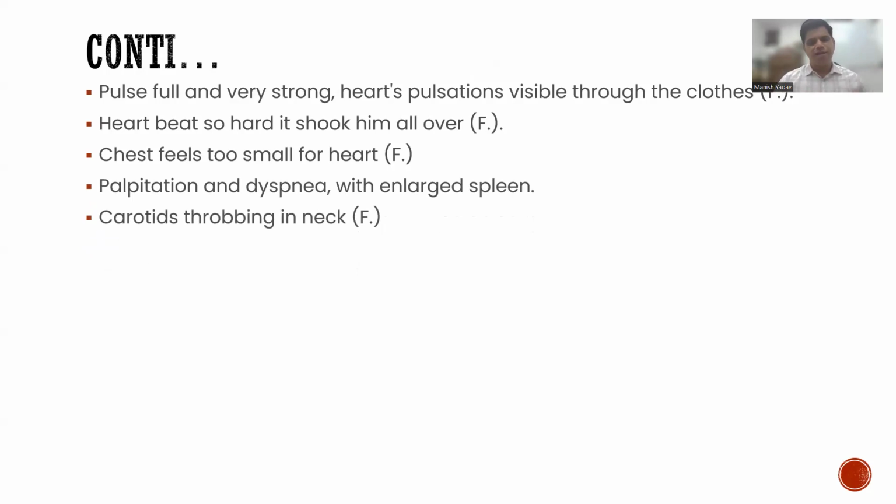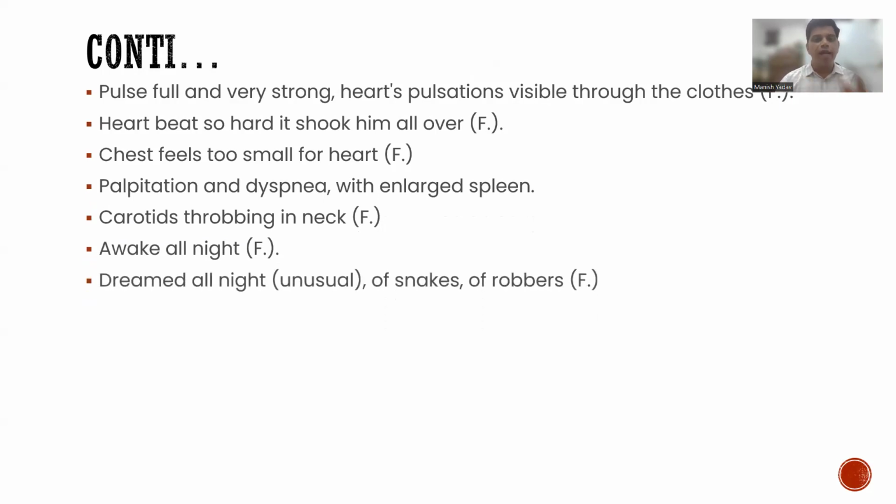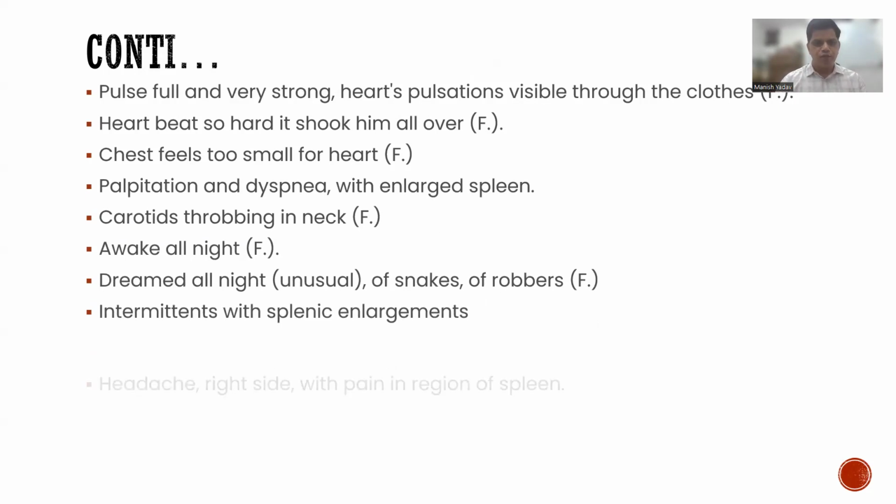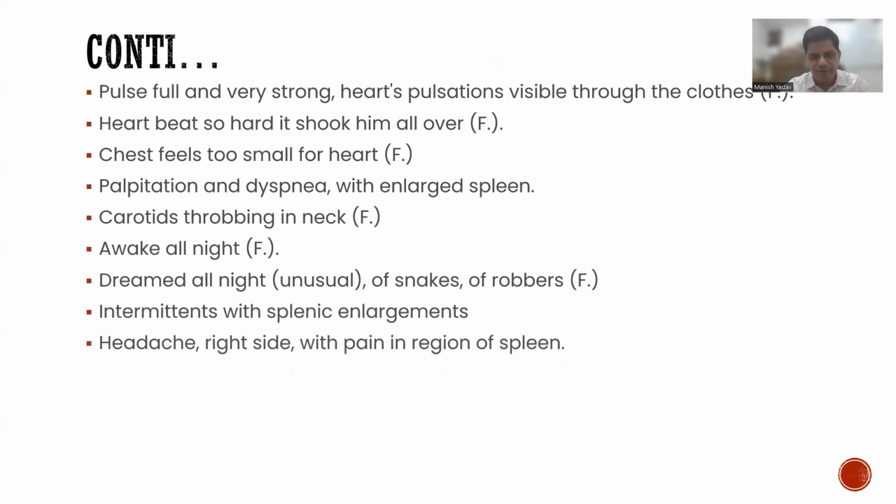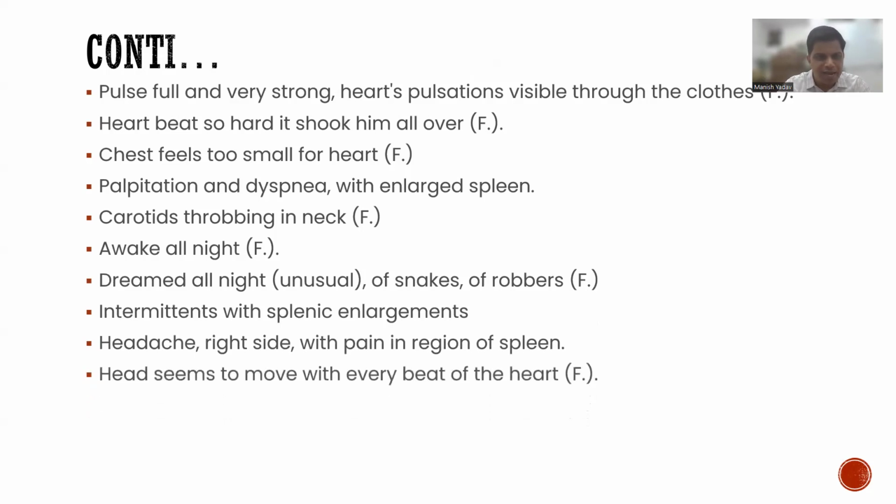Carotid throbbing of neck. Now you understand why the throbbing is happening, because of the pressure on the heart through the spleen. Awake all night. Why awake all night? Syphilitic patient, so night is always a problem for them. Dreams all night, unusual, like snakes, robbers. Why? Again, syphilitic manifestations. Intermittence with spleen enlargement. Headache right side with spleen, we have talked about this. Head seems to move with every beat of the heart. Now you know why this beating of the heart is so crucial.